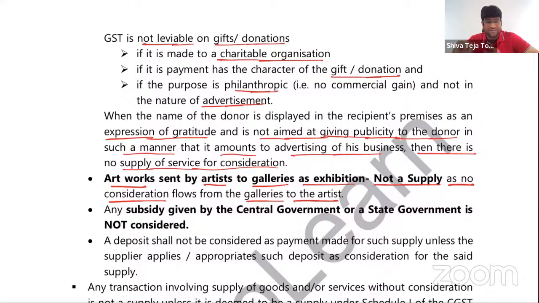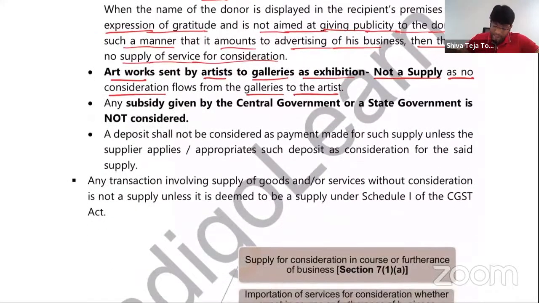Next point. Any subsidy given by central government or state government is not considered. In fact, this point you would have heard in the value of supply chapter also. In value of supply, any subsidy is included except subsidy from central government or state government.